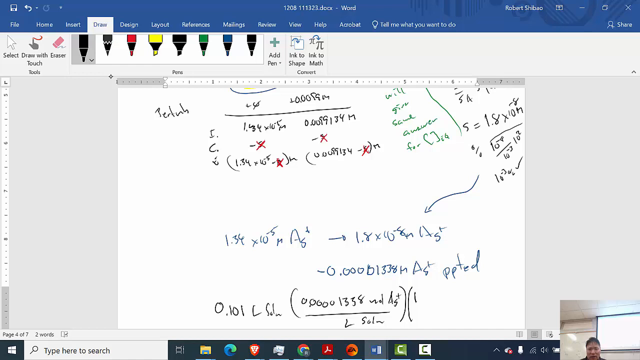And then, what's precipitating? Silver chloride. 1 mole of silver chloride for every 1 mole of silver ions. And silver chloride weighs 143.32 grams per mole. That's the molar mass. I just copied that from somewhere.